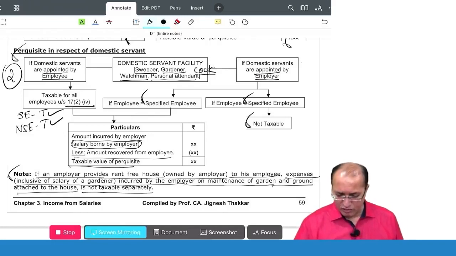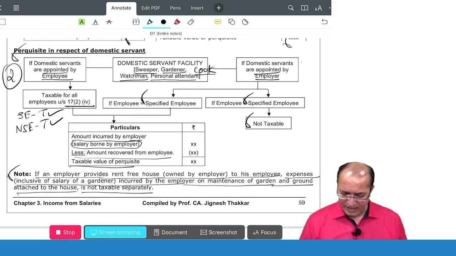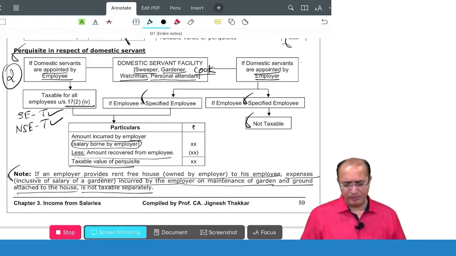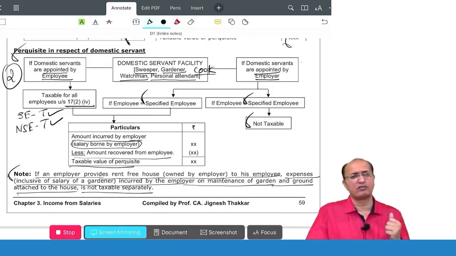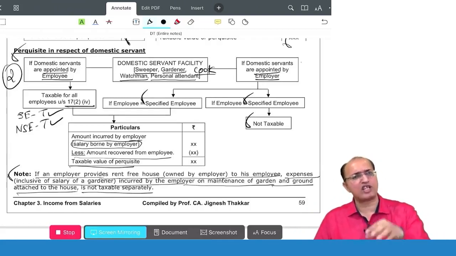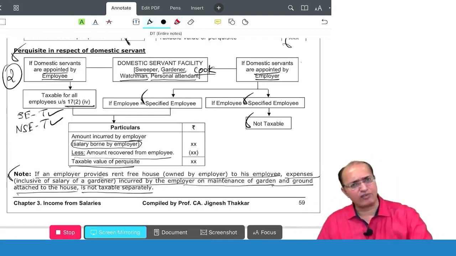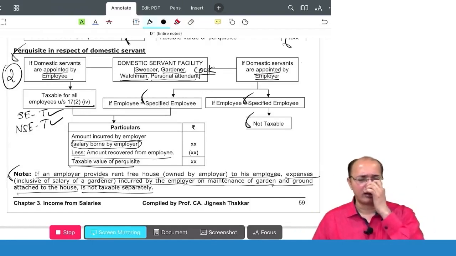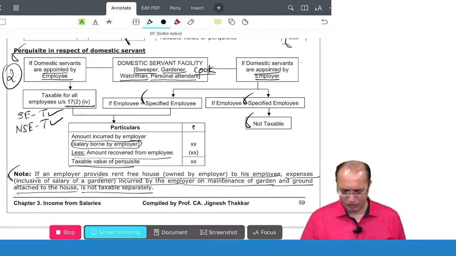Now second doubt, Redmi has asked me the doubt, sir, explain salary borne by employer. Redmi, what do you mean by salary borne by employer? Salary borne by employer means amount of salary of domestic servant which is paid by employer. The amount which is paid by employer, or amount is paid by employee, thereafter it is reimbursed by employer. In that case, we said salary is borne by employer.